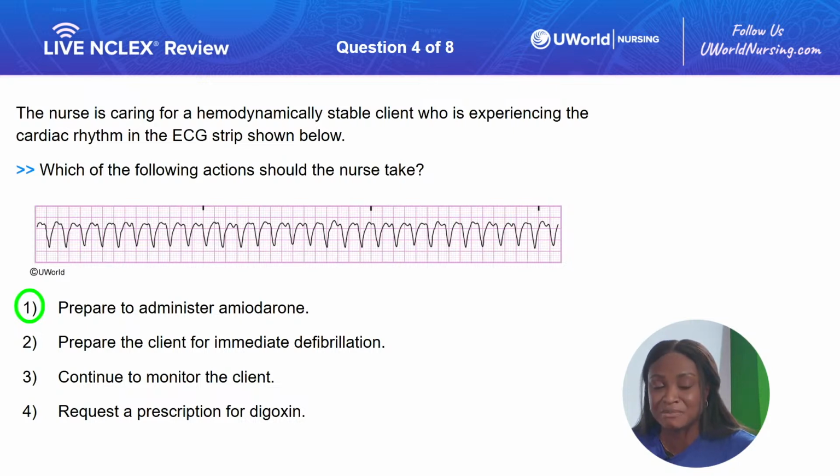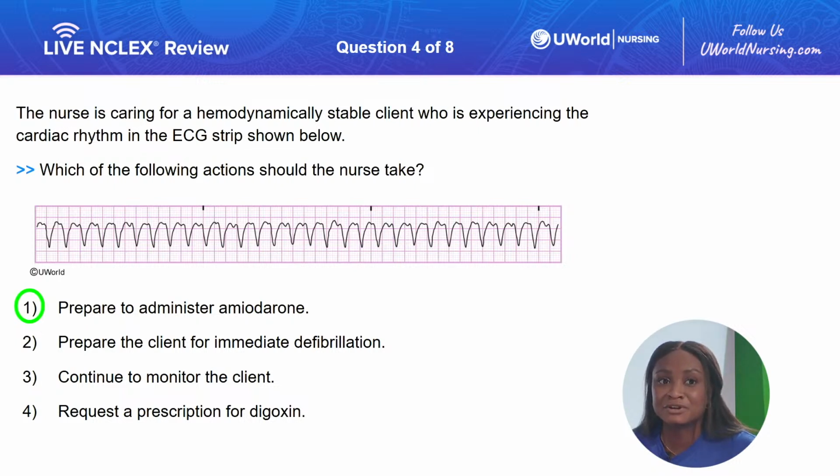Option 3, continue to monitor the client. This is a medical emergency. We want to do more than just monitor the client. At the 11 o'clock live, someone also said a very good point. You never just want to monitor the client. It's very, very rare that that would be an answer choice on the NCLEX, to just monitor the client. We always want to save lives. There's always something that you could do, best practice, you can assess a little bit more. Never just leave and continue to monitor the client.